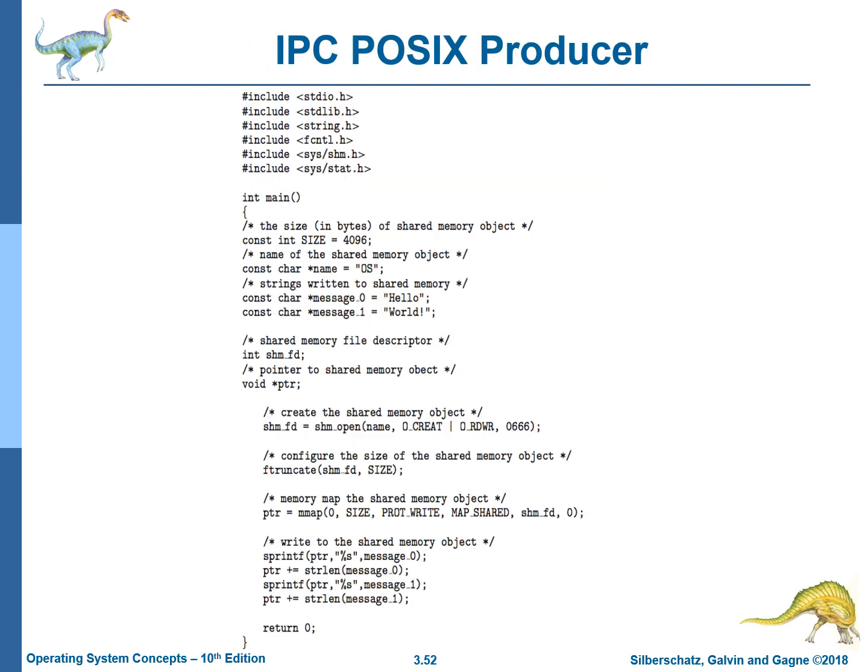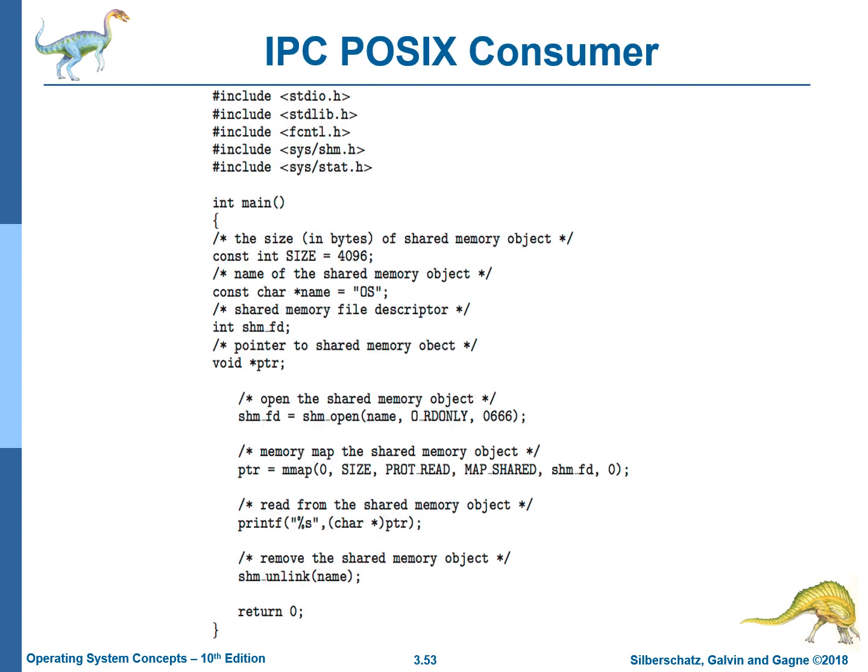So this is what it looks like for inter-process communication POSIX producer. And this is what the inter-process POSIX consumer looks like.